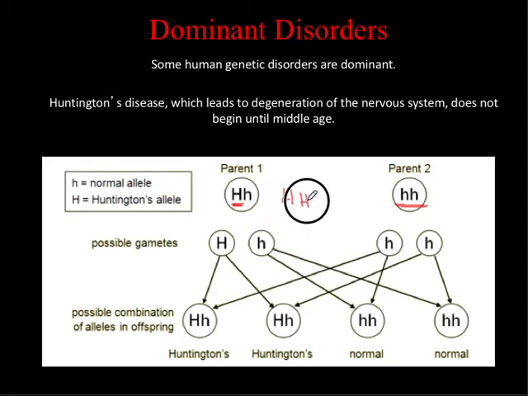If this parent was homozygous dominant, not only will they have Huntington's disease, even if they had children with a homozygous recessive parent, 100% of their children, when you do the Punnett Square, will have Huntington's disease. And they won't know it until middle age because it doesn't begin until middle age. So again, if you have a family history of any of these serious conditions, it's worth considering getting a genetic test done before starting a family of your own.